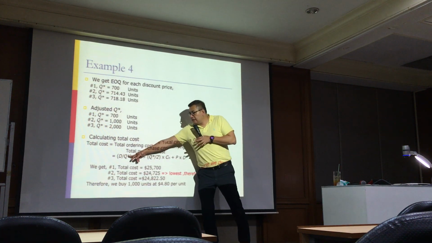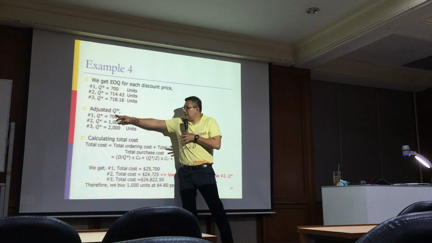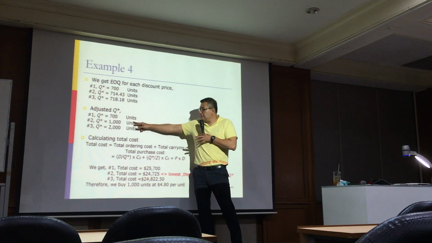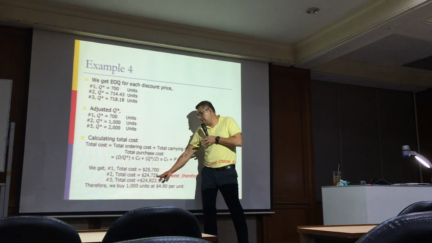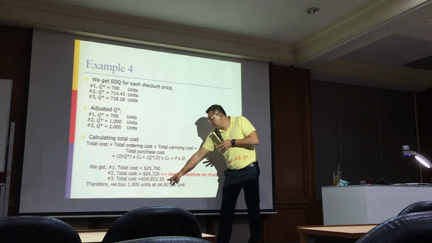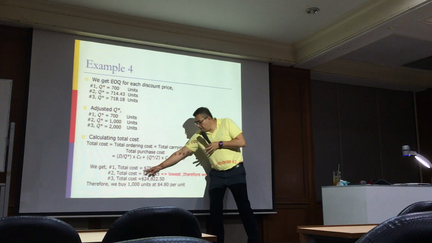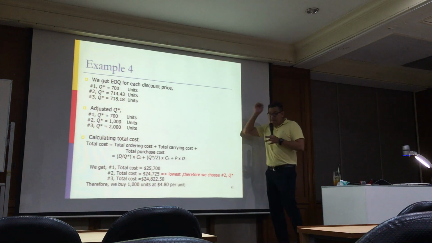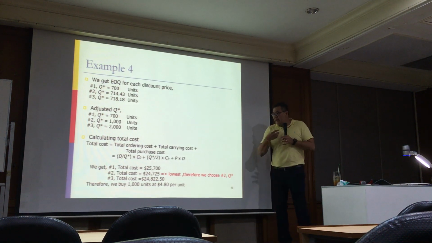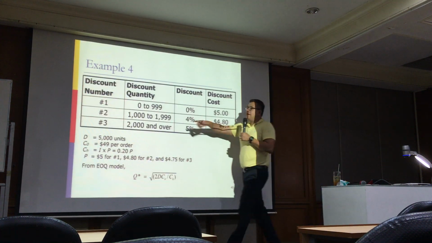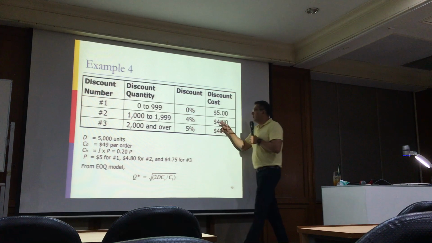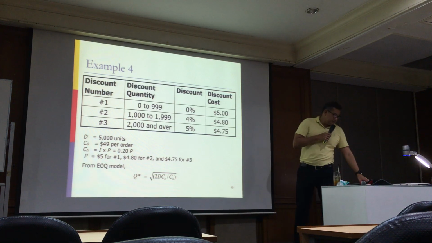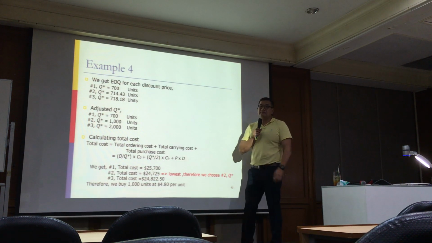So then after we calculate the total cost, from the first level using Q equal to 700, you have 25,700. For the second level using Q equal to 1,000, you have 24,225. And for the third level, you have 24,822. So comparing among these three levels, this one is the lowest one. So then we select the second level. In this case, it means that you need to make an order equal to 1,000 with the price of $4.08. You're going to get the minimum total inventory cost. Okay, so this is the quantity discount.